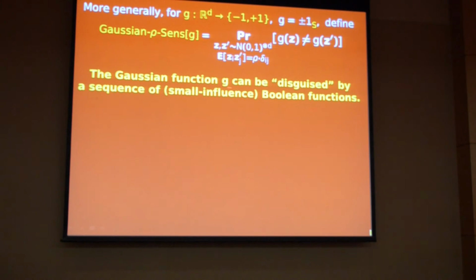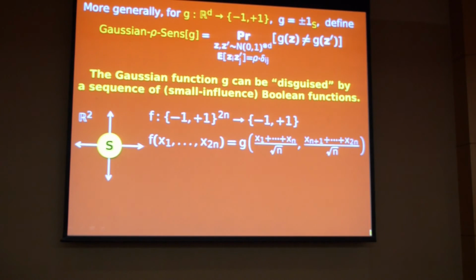And the moral here is that if you have any Gaussian function G in d dimensions, you can disguise it into a sequence of small influence Boolean functions. How does that work? Let's do an example where d equals 2. So here's R2. Here's a set S in R2, this disk. You should think of G as the function on R2 which is plus 1 on the disk and minus 1 off the disk. And here's how you disguise it.